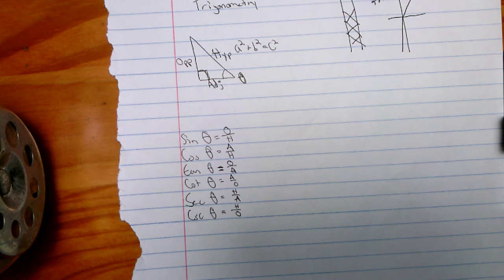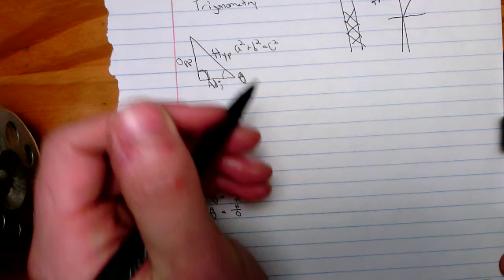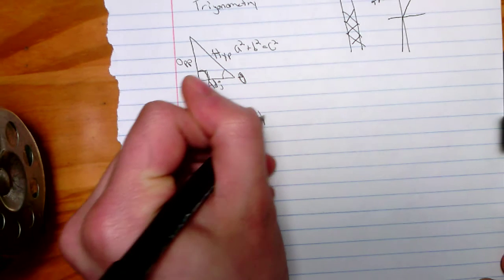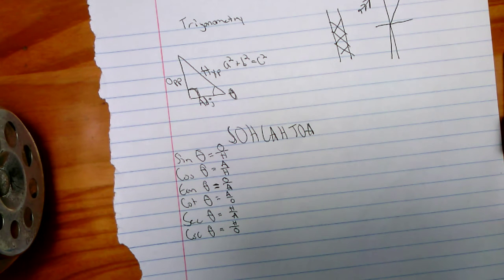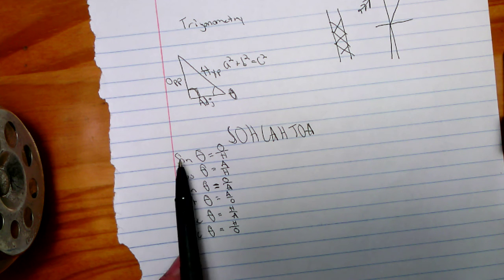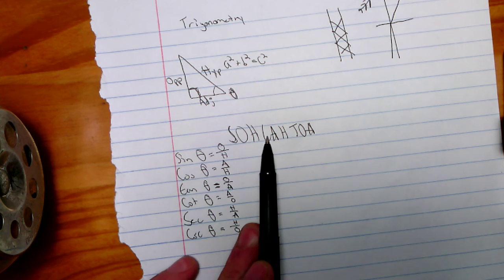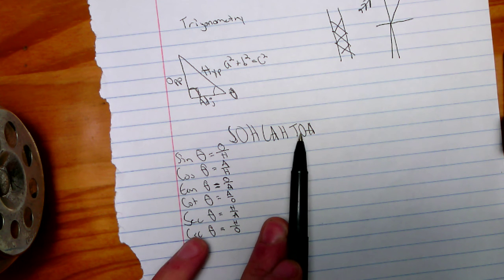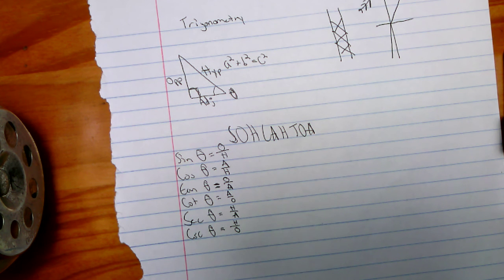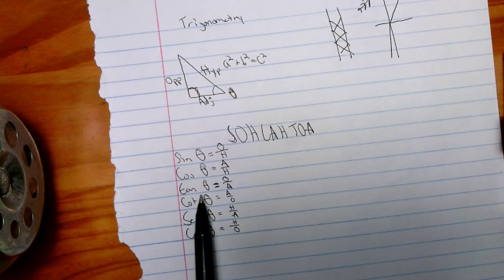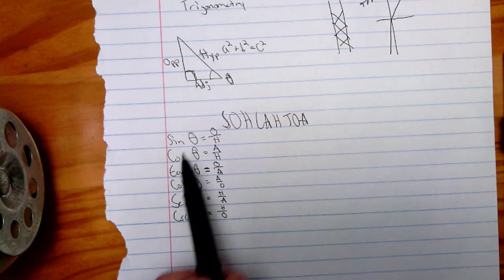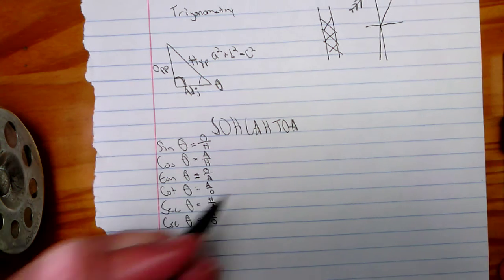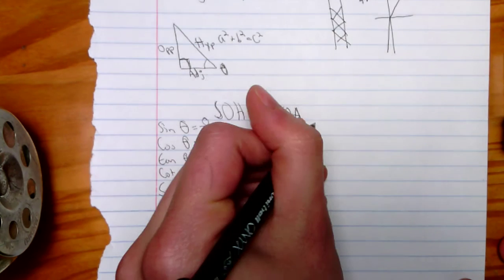A really useful way to remember is SOHCAHTOA. That's just an acronym you can remember. Sine, opposite over hypotenuse; cosine, adjacent over hypotenuse; tangent, opposite over adjacent. SOHCAHTOA. And you may be thinking, well, what about these? Don't these matter at all? They do. But there's a trick to remember these.